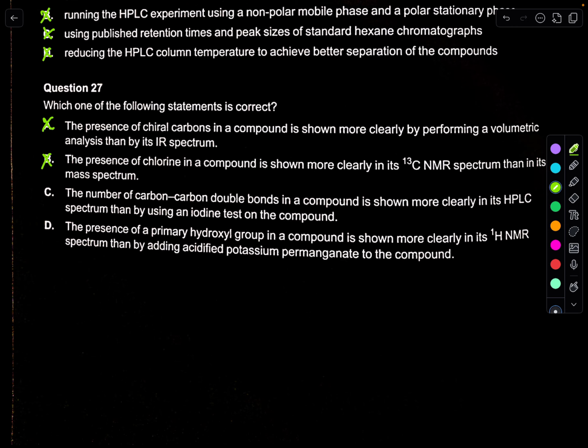C: the number of carbon-to-carbon double bonds in a compound is shown more clearly in an HPLC spectrum than by using the iodine test on a compound. Rubbish. An iodine test is absolutely 10 times better at determining carbon-to-carbon double bonds. What does HPLC have to do with that? With HPLC you can determine the concentration and how polar a compound is. Nothing to do with determining carbon-to-carbon double bonds.